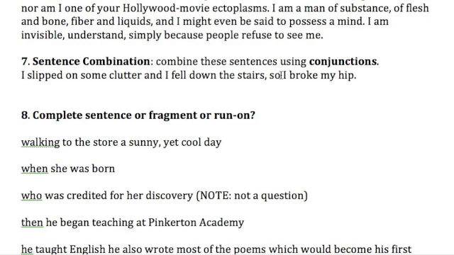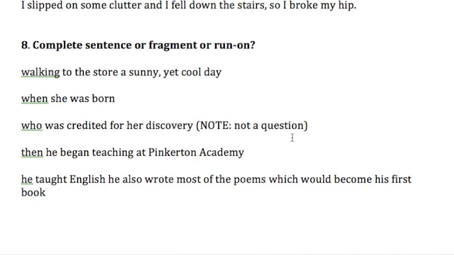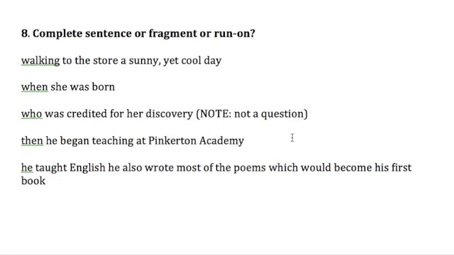If you wanted to use something other than a fanboy, there's always therefore. I slipped on some clutter and I fell down the stairs, therefore I broke my hip. So that, again, there are a few options here, not just one right answer. Okay, lastly, number 8, complete. Is this a complete sentence? Is it a fragment or is it a run-on?